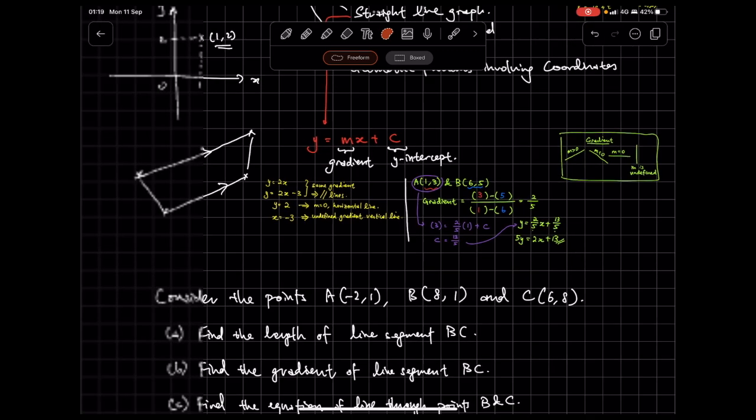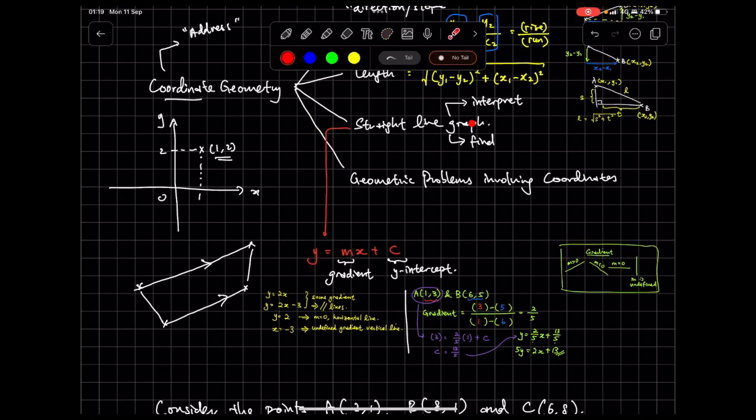Alright, so that's for straight line graph. Last one, geometric problems involving coordinates. This one is a bit tougher to explain without an example at hand. Geometric problems involving coordinates basically is just asking you to talk about shapes, things like your trapezium, parallelogram, rhombus, squares, rectangles, right-angled triangles. Usually some of these are easier 3 and 4-sided shapes.